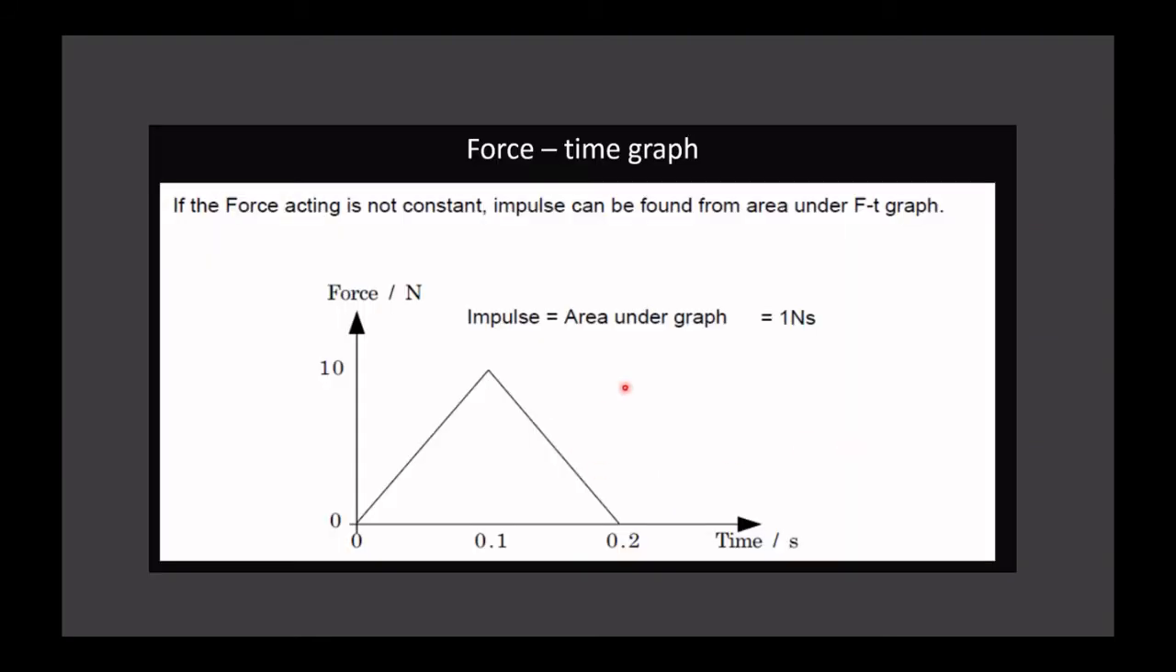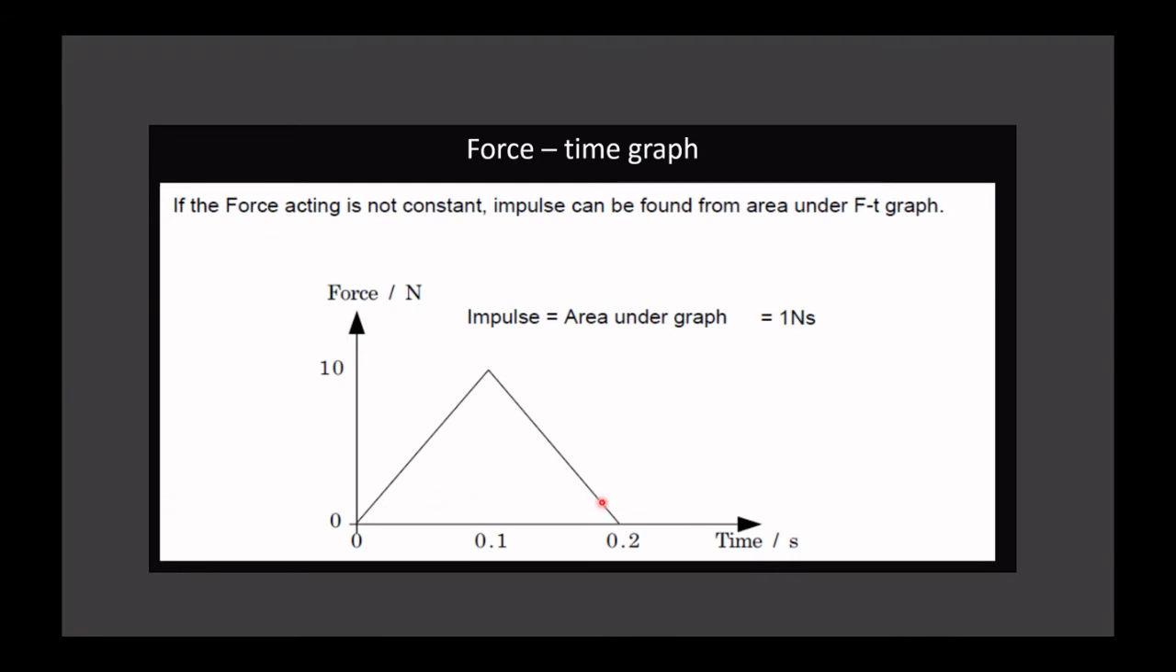In some cases, the force acting is not constant. In that case, the force-time graph plays an important role. When a force-time graph is given, how do we calculate impulse? Impulse is the area under the force-time graph. In this graph, we can see the force varies from 0 to maximum and then maximum to 0 over a time span of 0.2 seconds.